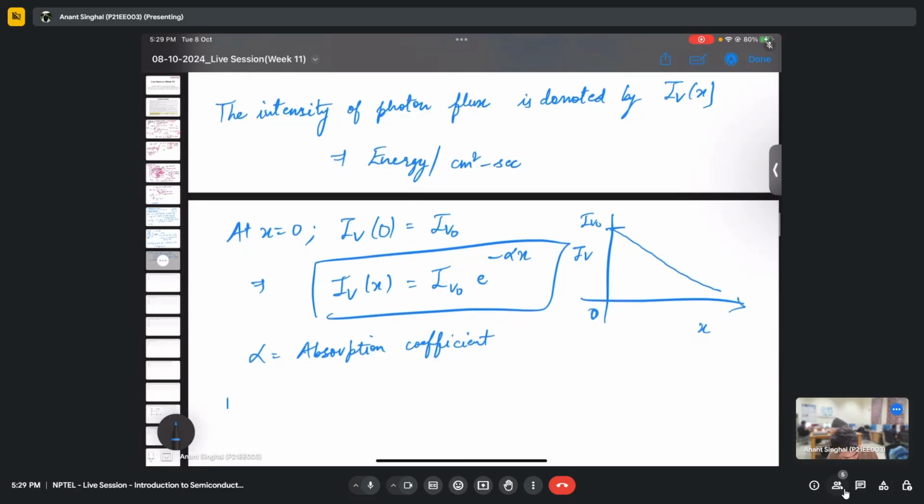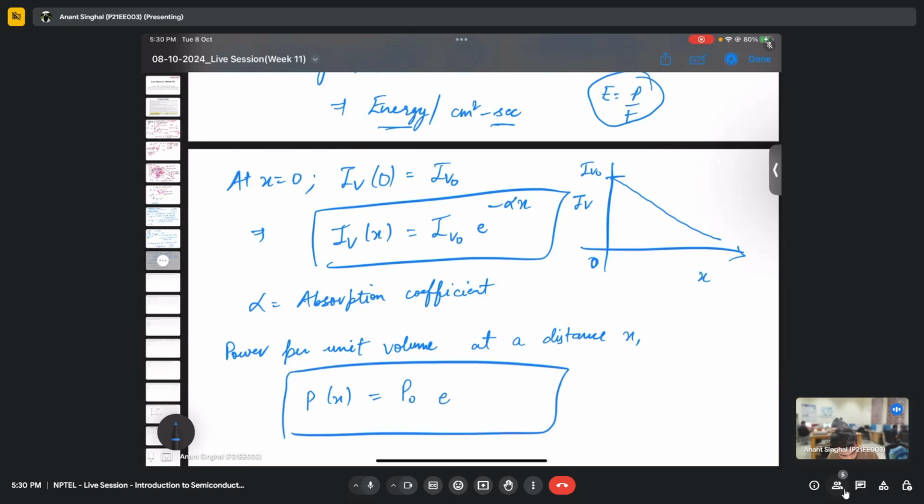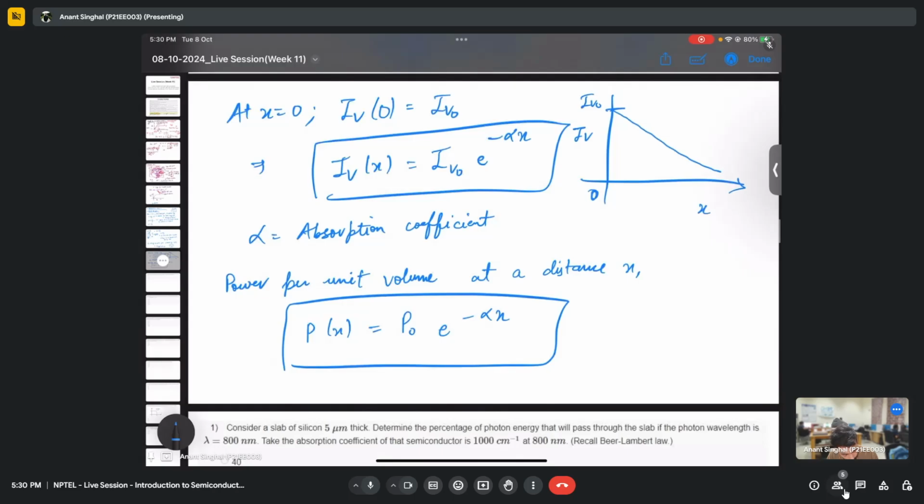And similarly, the power per unit volume, because we know that energy is nothing but power per unit time, so we can relate with this. So power per unit volume, let's say again at a distance x, is given by P at x is P naught. It will also get dissipated, where this P naught is nothing but the incident power, which will be maximum, and it is per unit area.